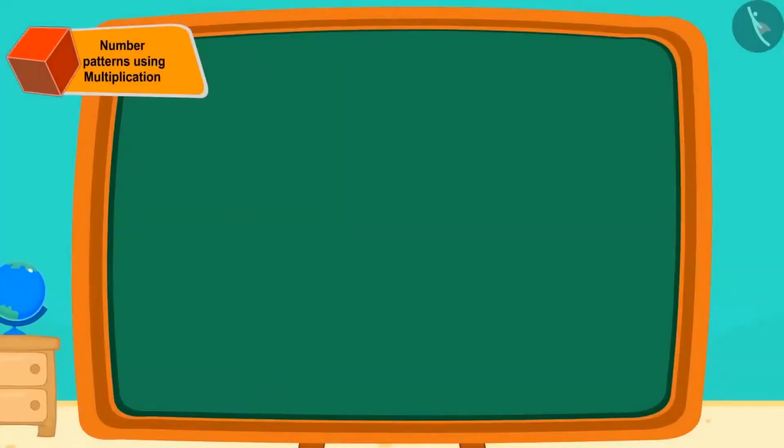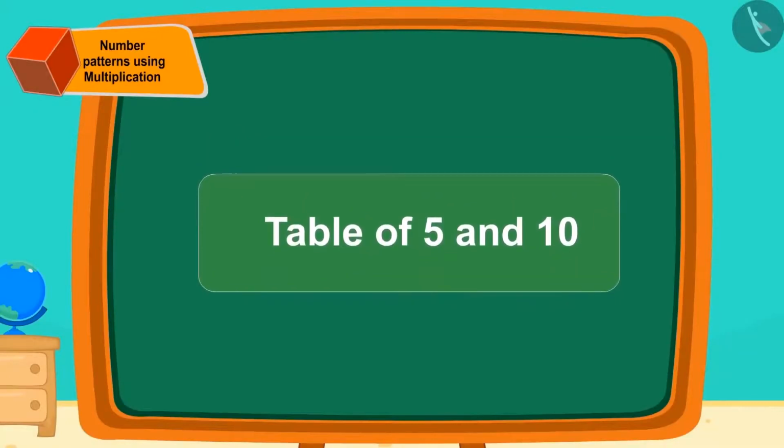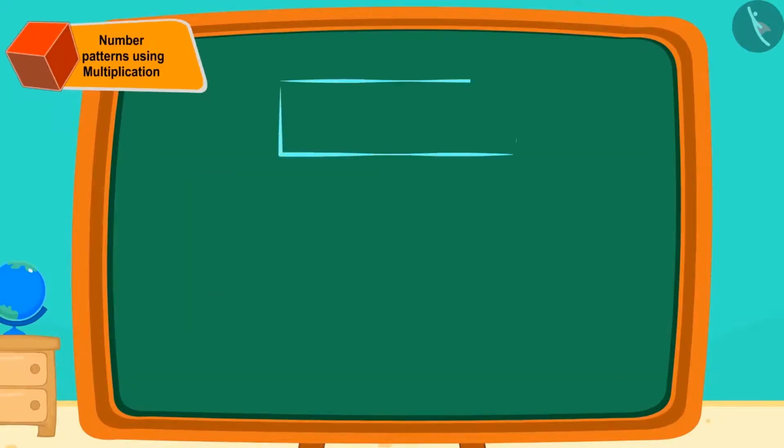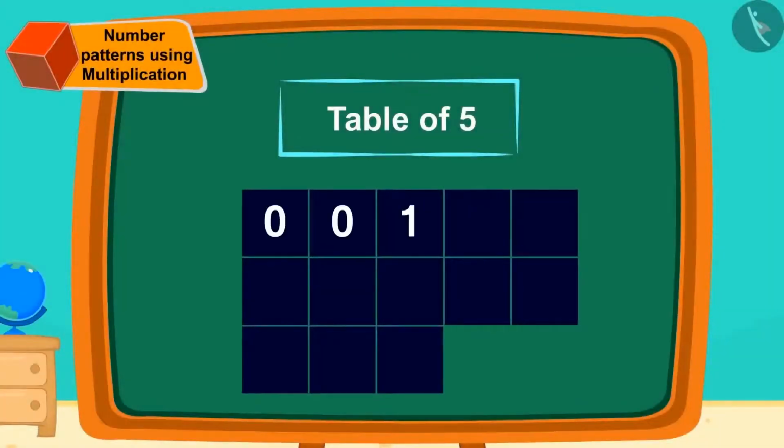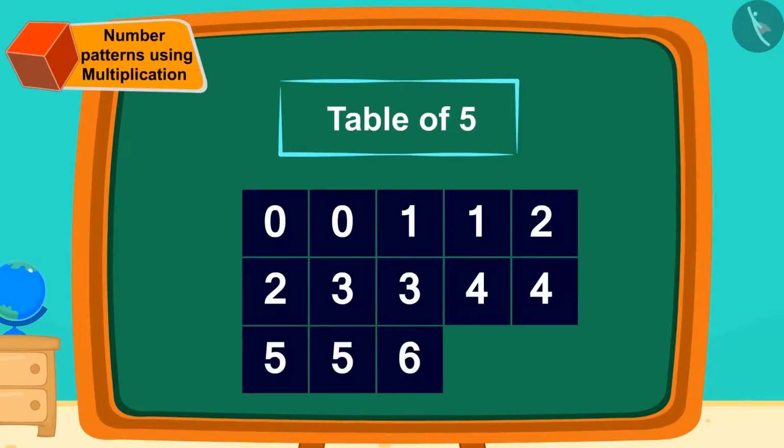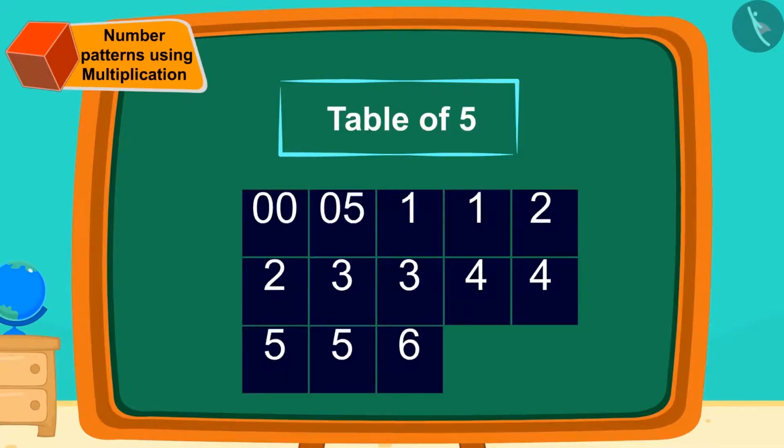Kids, do you want to learn the patterns of memorizing the tables of 5 and 10 easily? Let us first look at the pattern of easy memorization of 5's table. First, we will write the digits from 0 to 6 twice this way. Now, we will write 05, 05, these patterns behind these digits.